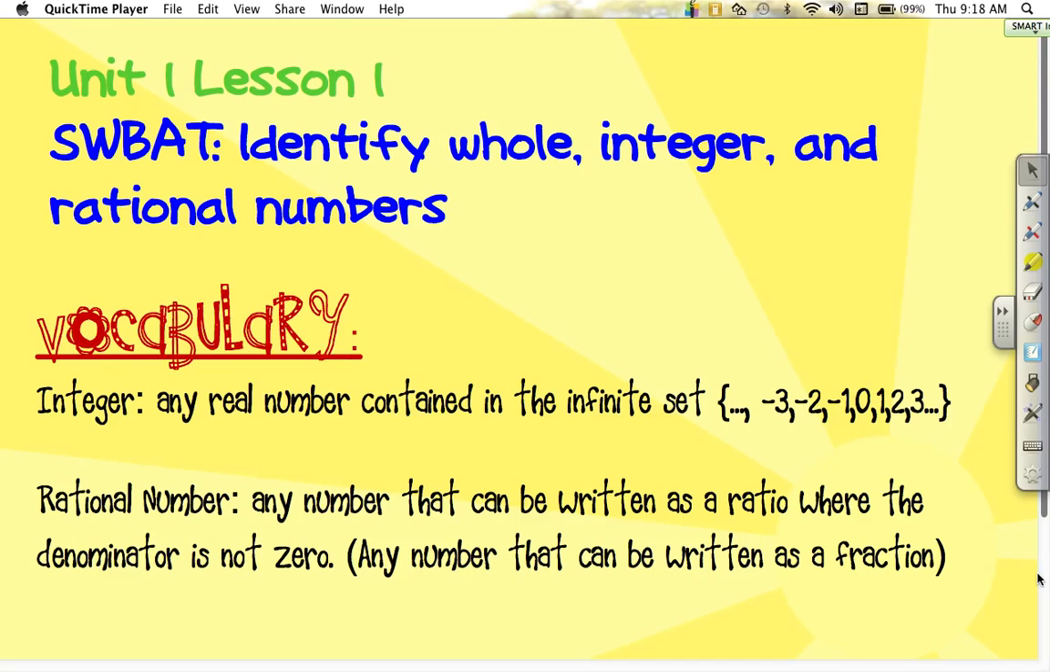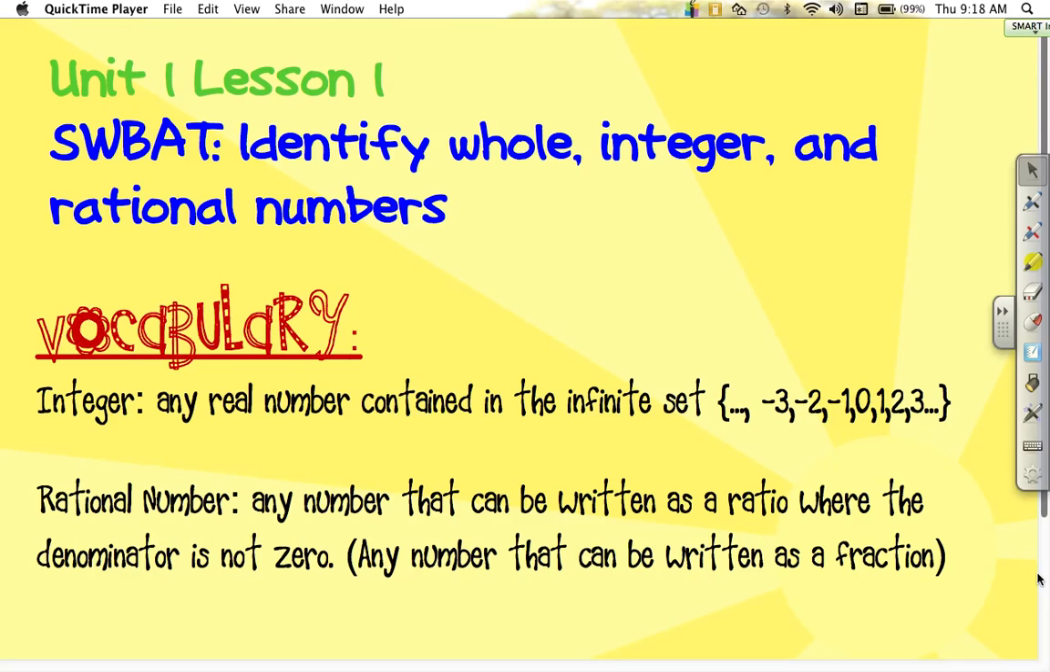So if we look at those numbers, we see that it includes the whole positive numbers like 1, 2, and 3, but it also includes the negative whole numbers, -3, -2, -1. So it includes all the whole numbers, 1, 2, and 3, and we call those opposites. They're negative counterparts. But we aren't going to include any decimals or any fractions in our integers.